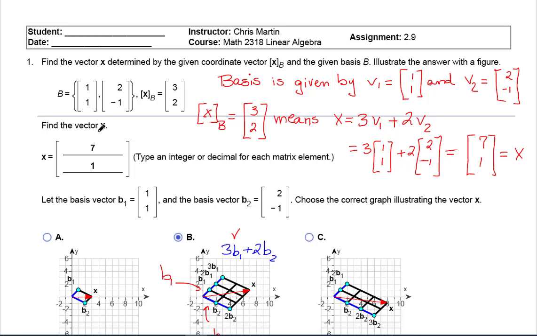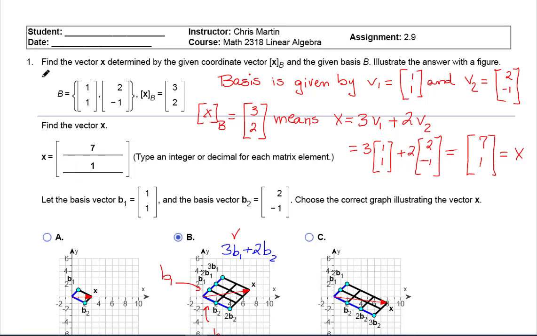Welcome to Math 2318. This is section 2.9. In this section, we're looking at two slightly different topics. One is we're given a basis for a particular space, and we're looking to see how we would represent a vector relative to that basis. We're also going to look at the rank of a matrix, the rank or dimension of the column space of a matrix, and the dimension of the null space of A.